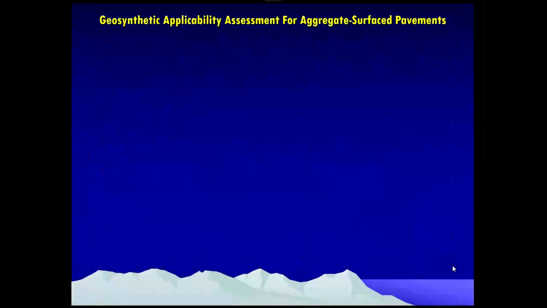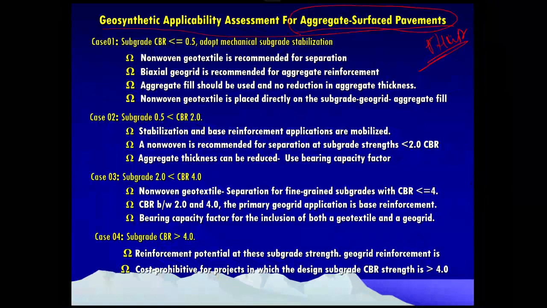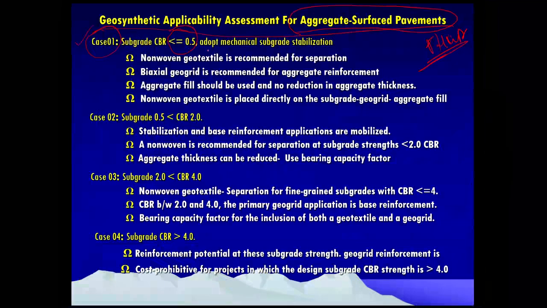Then I was referring to one very important thing, the geosynthetics applicability assessment for aggregate surface pavements. This is an FHWA document where they have given different cases. Case 1 is, assume that the subgrade CBR is less than 0.5. What is to be done? If the CBR is less than 0.5, as Ramana Murthy was mentioning in the first lecture this morning, you adopt a mechanical subgrade stabilization.